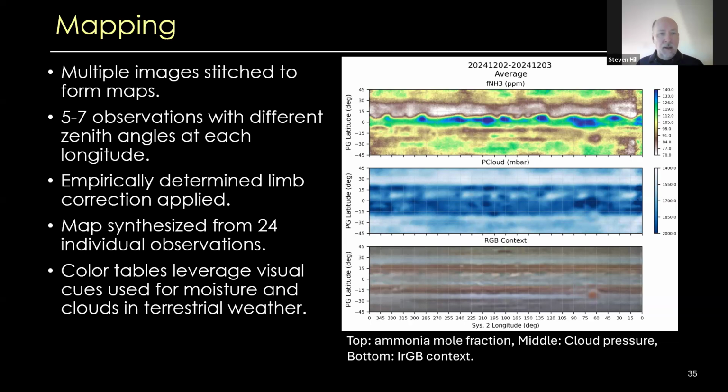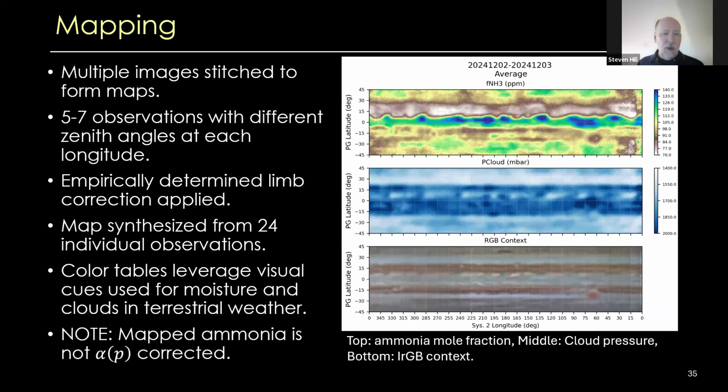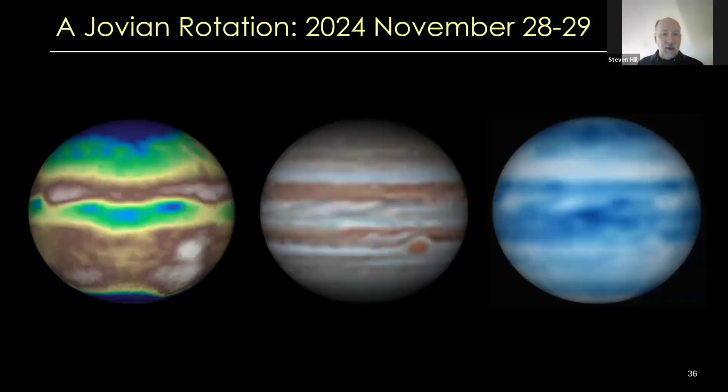The middle panel is the cloud pressure in millibars, and basically there you see where the clouds are high, they are light, bright white, and where the clouds are deep, there are sort of clear areas in the high clouds. You're looking down through so-called blue sky. You're not obviously seeing no clouds, but the clouds are much deeper there. And then, of course, you have on the bottom the context image. Oh, I should note that the mapped ammonia here does not have the pressure correction applied. And that'll be the case for everything I show here.